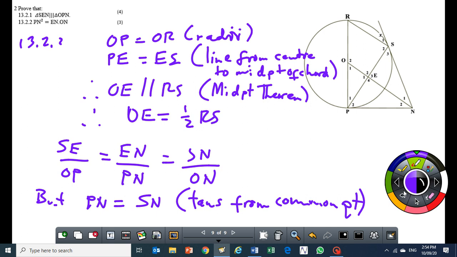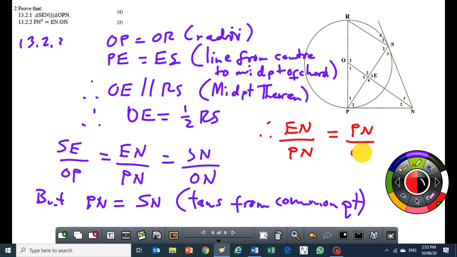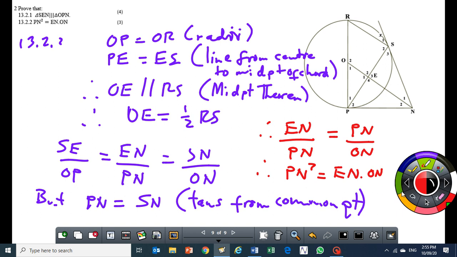Okay? So, from here, it becomes a piece of cake. We can now substitute the SN by PN. So, I'm just going to carry on here. So, I'll say, therefore, EN over PN is equal to PN over ON. And then say therefore PN squared is equal to EN times ON. And then you're done. So we still get 3 marks if it's just.